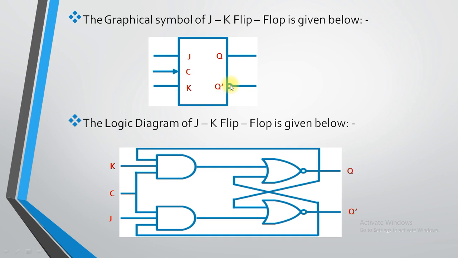Now what you need to do is copy the logic diagram of the SR flip-flop, and whatever the output of Q is, it can be used as the variable K, and whatever the output of Q dash is, that is used as an input of the second AND gate, which can be represented by J.